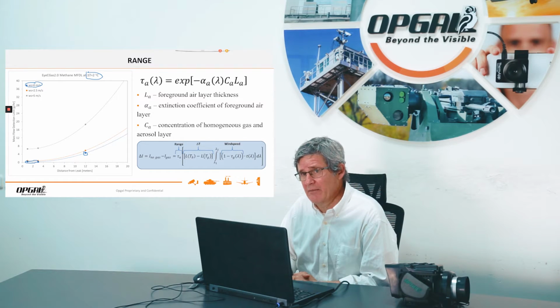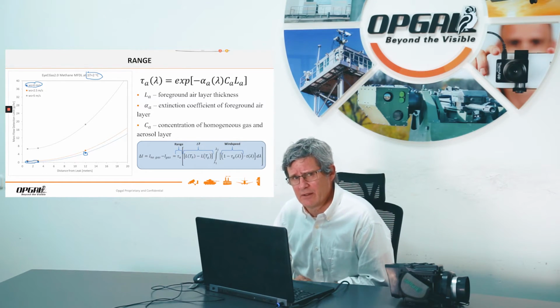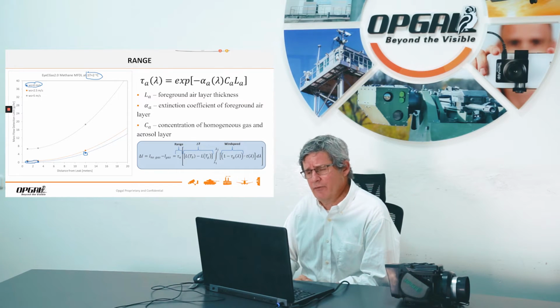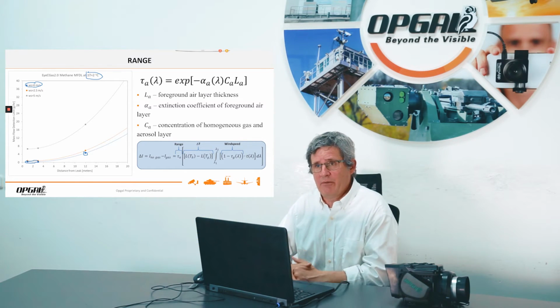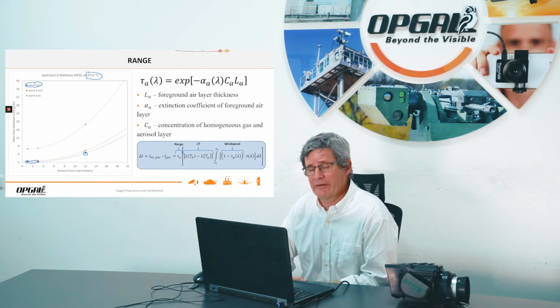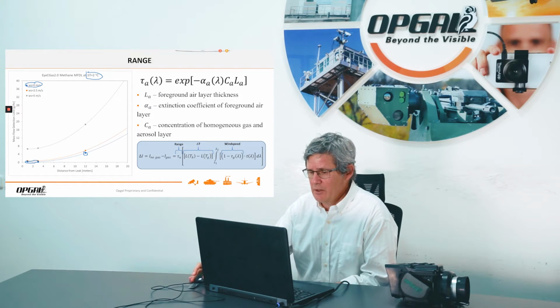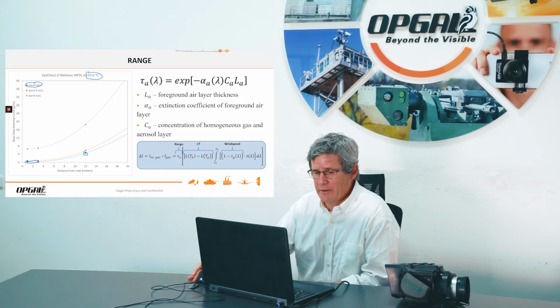We have 2 ppm, around 1.7 ppm in the atmosphere, constant in the atmosphere. This is a greenhouse gas that is always present in the atmosphere. And if we go a longer way, the product of 2 ppm times several hundred meters can become significant in attenuating and decreasing the transmission through this foreground air layer.